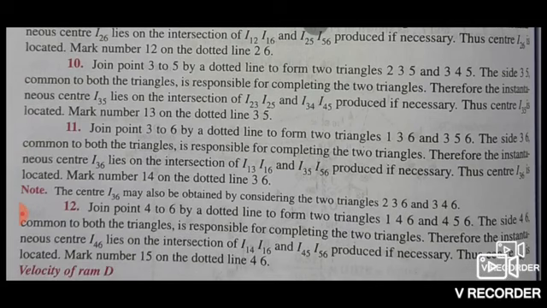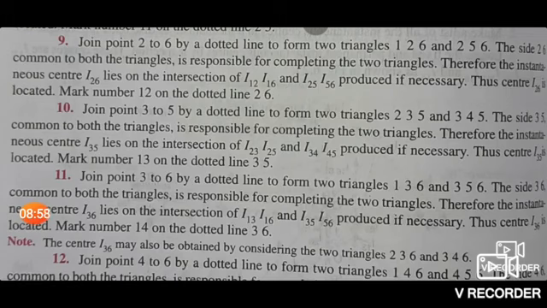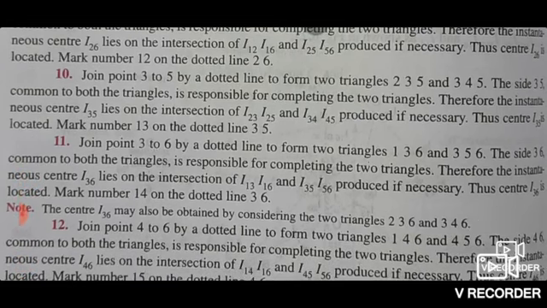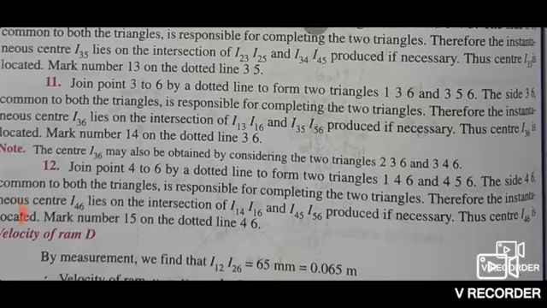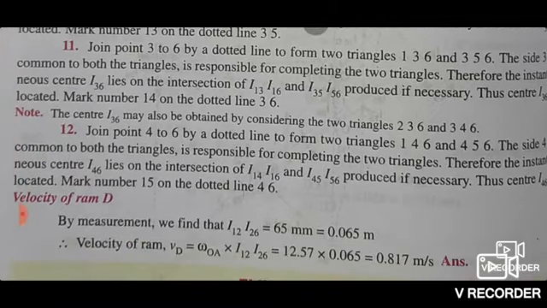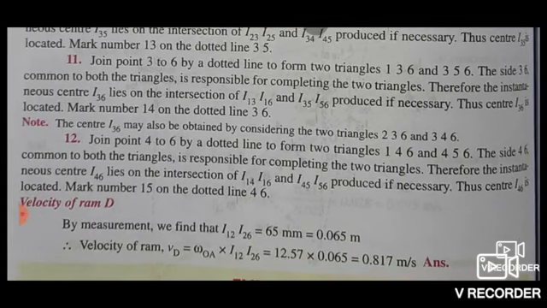At the 13th point, join 3 to 5. Similarly, the instantaneous center I35 is located. Mark number 13 on the dotted line 3, 5. Then join 3 to 6. Here the center I36 is located, mark number 14 on the dotted line 3, 6. Join point 4 to 6. Here the center I46 is located, mark number 15 on the dotted line 4, 6. All 15 instantaneous centers have been located here.